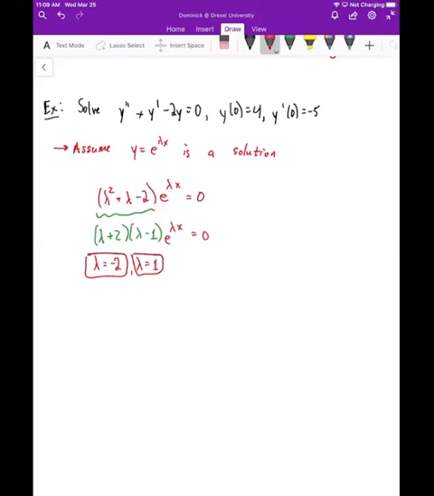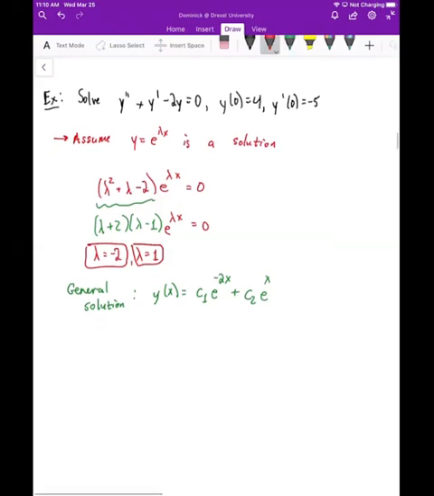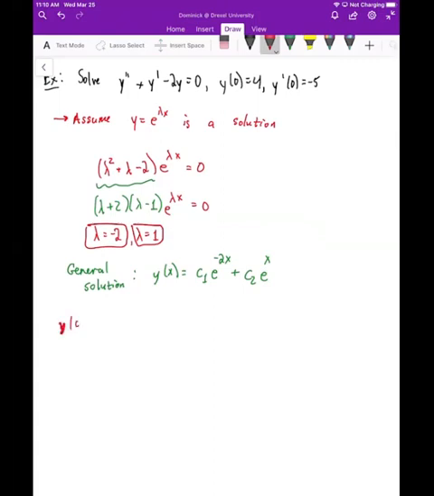So from there, we can conclude that our general solution again is going to be y of x is equal to, by the principle of superposition, c1 times e to the -2x, and then plus c2 e to the x. So that's our general solution. And now we can use the initial values or the initial conditions to get the particular solution.